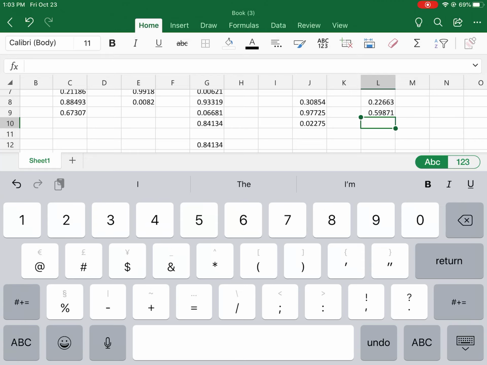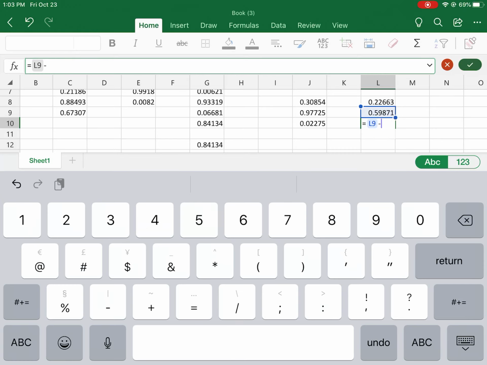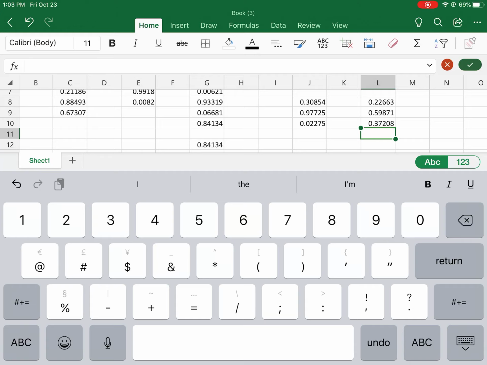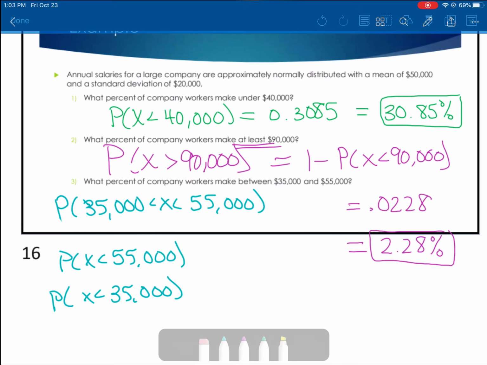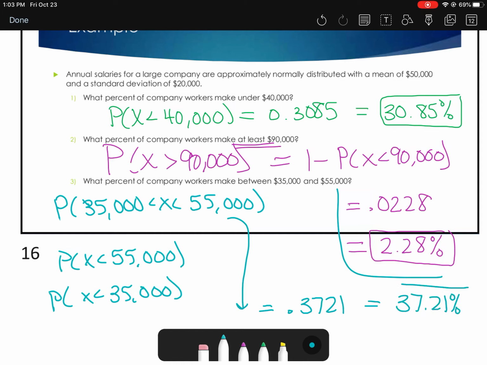Okay, and then again, remember to get the probability, now we want to subtract. Okay, so make sure you cell reference. Oops, there we go. And I get 0.37208, which is 0.3721. Which is 37.21%.